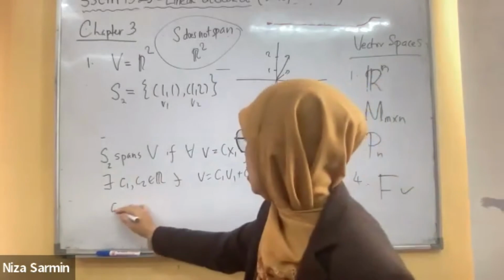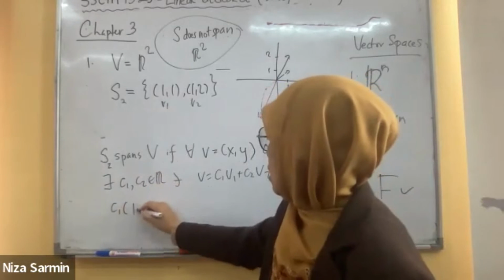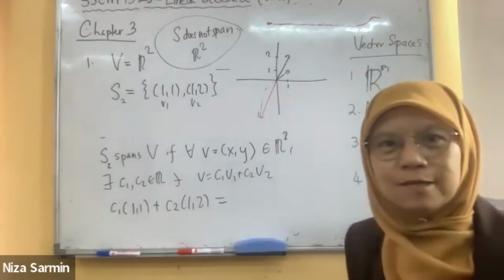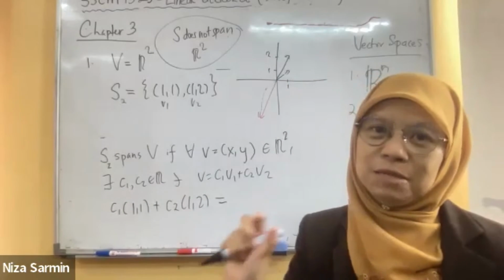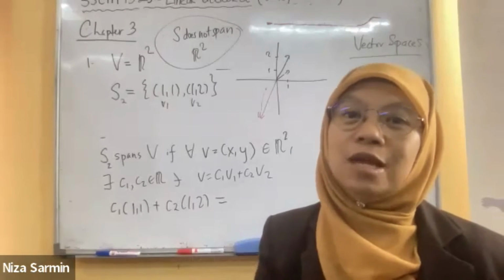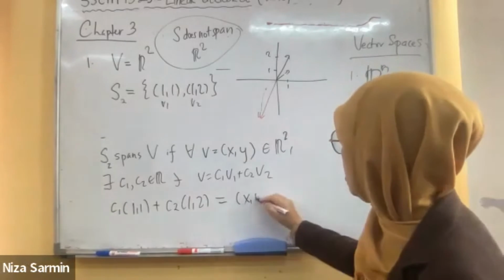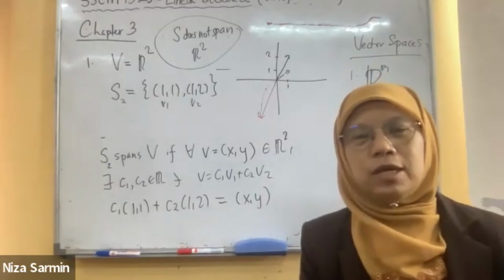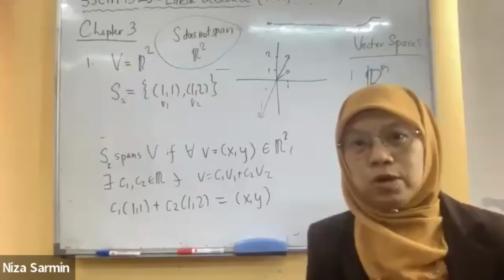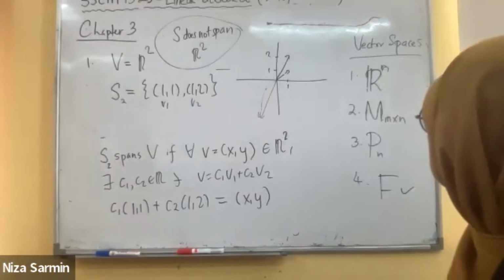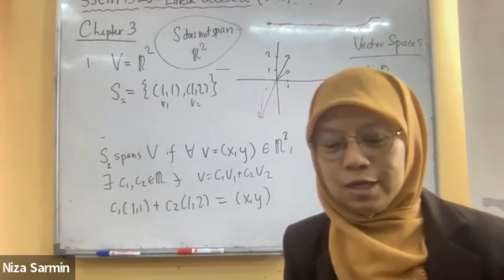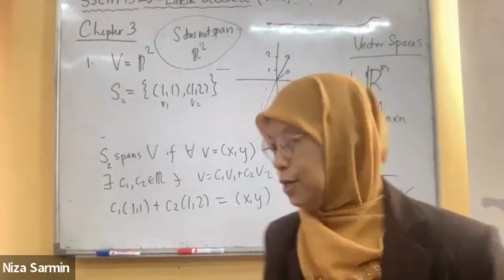Then you write c1 (1,1) plus c2 (1,2) equal. This equal is not anymore a specific number like we tried to find under linear combination. We have to write in general, which is equal to (x,y). So any (x,y) that you are given, you can solve it. So your answer for c1 and c2 depends on x, y. Okay. Solve it. So now we can use Gauss-Jordan, yeah?